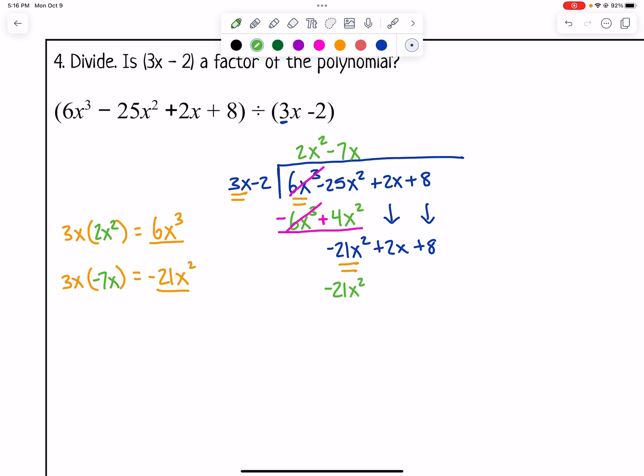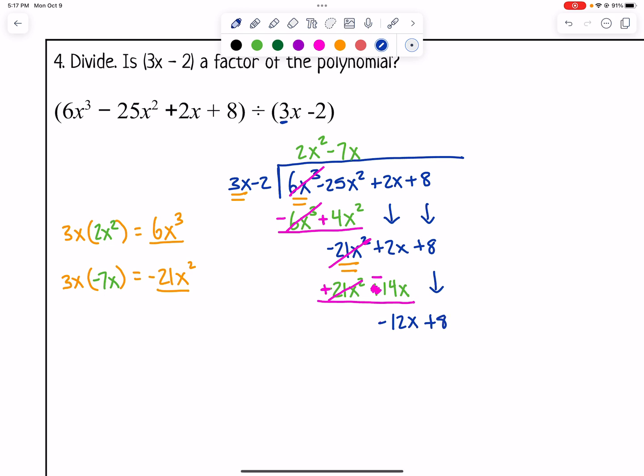And negative 7x times negative 2 is positive 14x. Then make sure you change the signs because we're subtracting. So minus a negative becomes a positive 21x squared. And I'm going to subtract the 14x. So those first 2 will cancel out, and then we add what's left. So we have 2 plus negative 14, or 2 minus 14, is negative 12x, and then just bring down the 8.